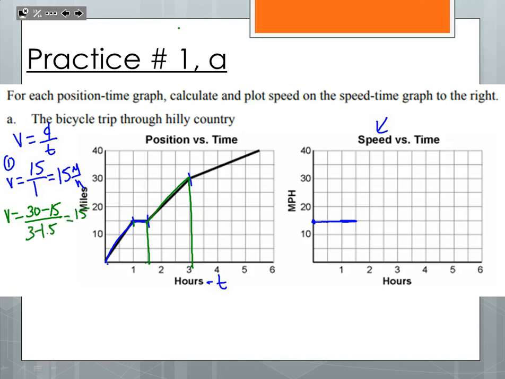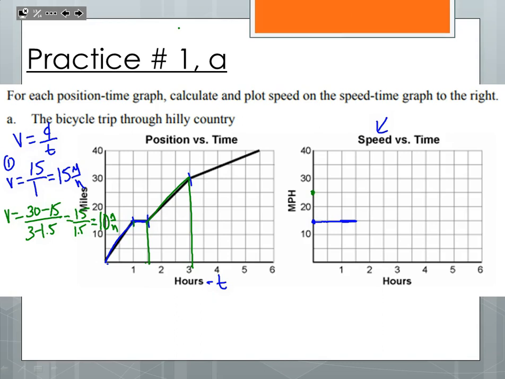So I've got 15 over 1.5. Ooh, it's not showing up pretty. For 10 miles per hour. So now I know that he has now increased his speed by 10 miles per hour. So he was at 15. He's now going to increase from 15 to 25.